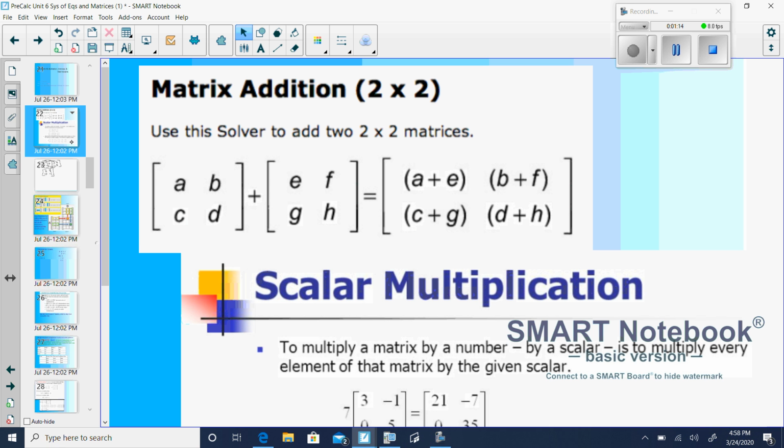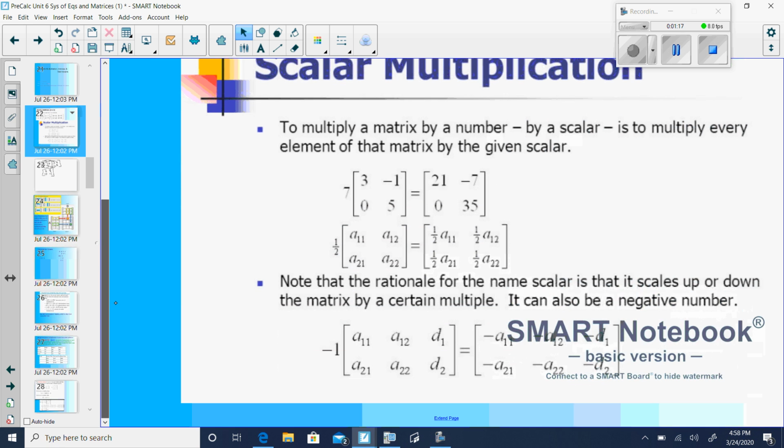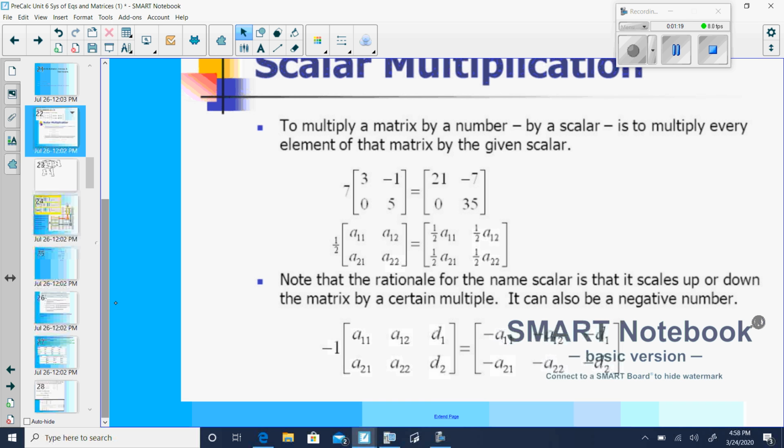For this idea of scalar multiplication, we can scale the matrix up or down in size, and you can see that here with 7. We're scaling it up from 3 to 21, -1 to -7, 0 stays 0, and from 5 to 35. Here with 1/2, we're scaling it down, so each of these numbers would be half as big as the original matrix. And with scalar multiplication, we can also utilize a negative number.